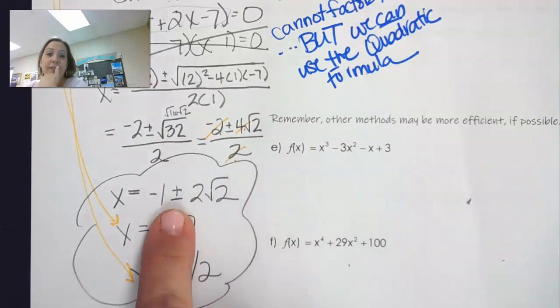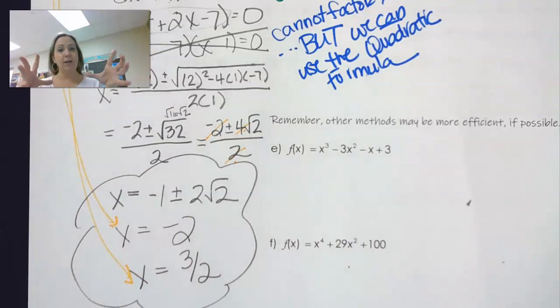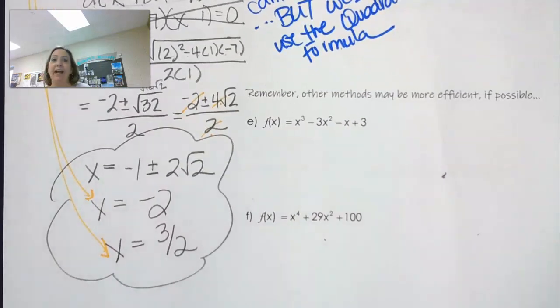And notice that we couldn't have gotten this using the graphing calculator exactly. We just would have had decimal approximations. So it's really nice to get it down to a quadratic, and then we can have exact answers. Now, I don't want you to think that we always should use the rational zero theorem and the P over Q list. Remember that there are other methods that might be more efficient if possible.